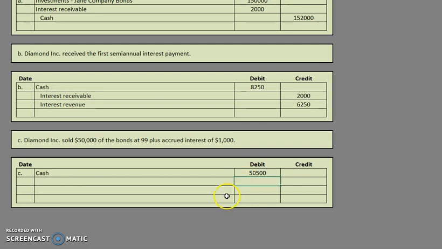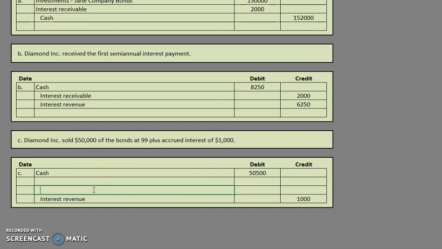So that means that $1,000 for us, let me go ahead and put it down here, is going to be a credit to interest revenue because we owned the bond during that period where that $1,000 accrued. That is our interest. All right, now let's take a look at that next piece.